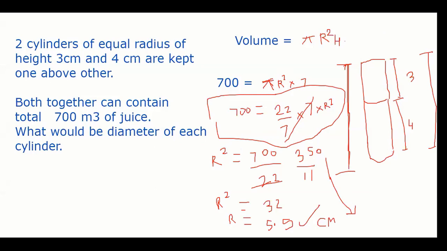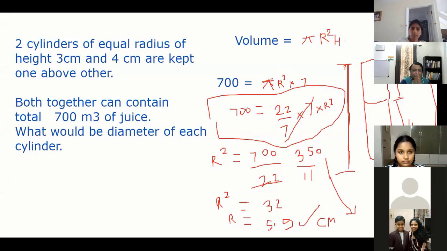So what we found out? Radius is 5.5. What was the question? Question was about diameter. So suppose radius is 5.5, what is the diameter of each cylinder? That's it. So the answer is 5.5 into 2, which is 11, because everybody knows diameter is 2 times the radius, right?